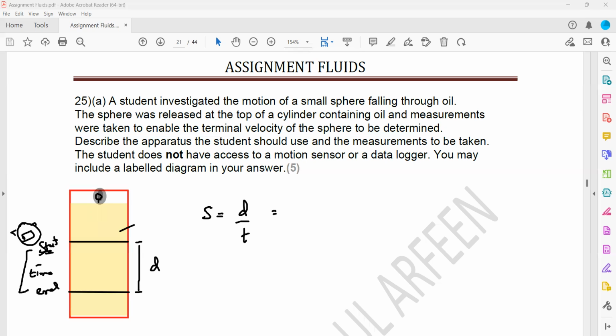And then we'll repeat the experiment and work out the terminal speed by using the formula: speed is distance over time. Or we can also sketch a graph and find distance divided by time using the slope. We can change the distance between the markers and repeat the experiment and plot a graph between distance and time, where the gradient represents the speed at which the sphere is moving.